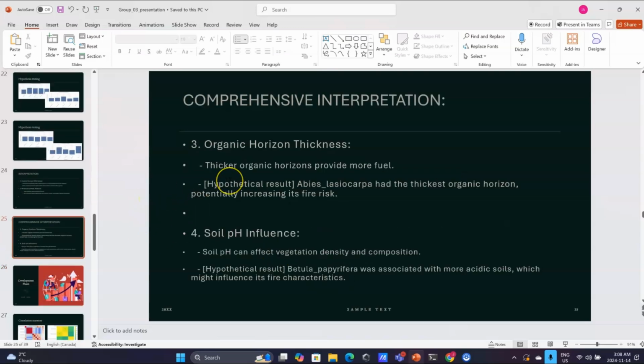And then the horizon thickness, like how thick the wood is, is also important in a wildfire, because the thicker the wood is, the more fuel it provides to the wildfire. For example, this species has a higher mean thickness than any other, so it increases the wildfire risk. And the last one is the soil pH. Soil pH can affect the vegetation density and composition. Betula papyrifera has a higher soil pH than any other, so that might influence the wildfire.